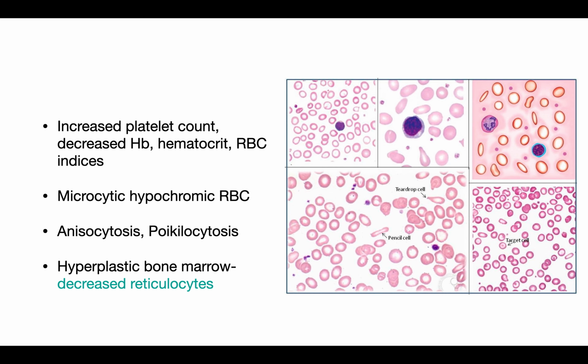There's going to be increased platelet count, decreased hemoglobin, of course, in the later stages. The hematocrit is going to be decreased, and the red blood cells are going to be microcytic and hypochromic. So they're going to be very small and very pale. They're also going to have changes in their shape and their nuclei, because some of them could be teardrop cells or pencil cells, or they can be target cells. And there are going to be decreased reticulocytes.